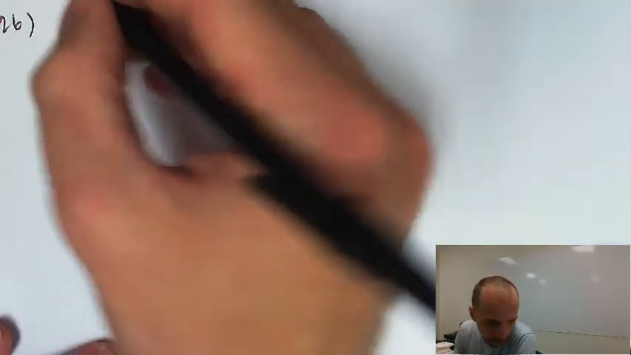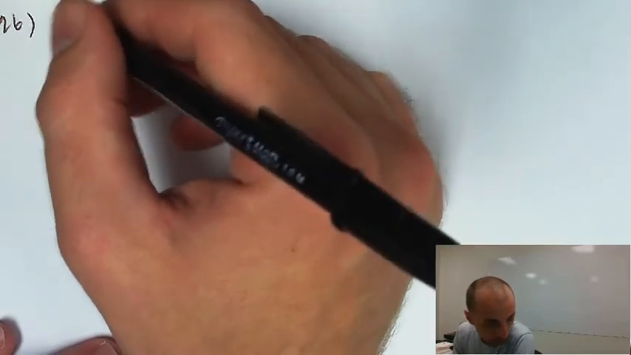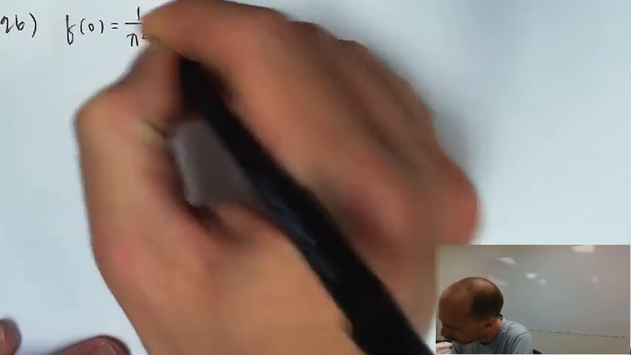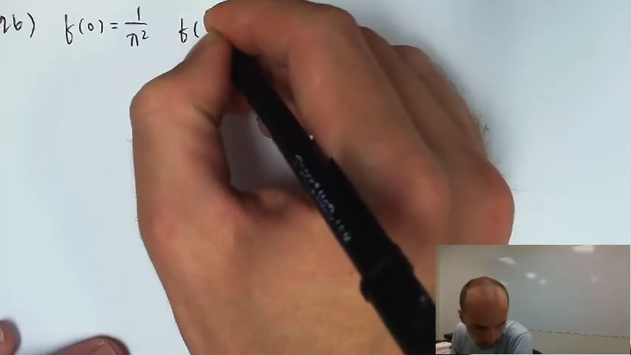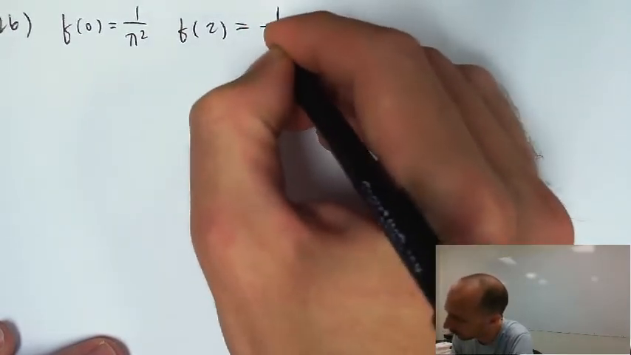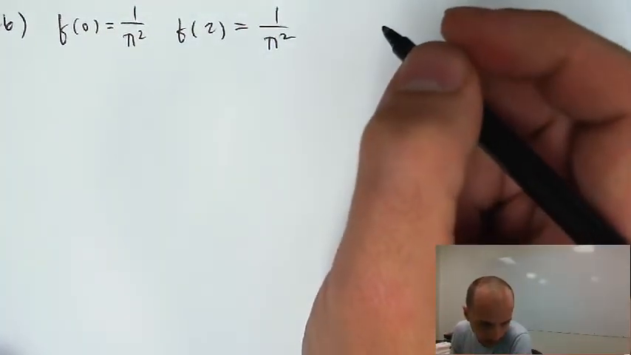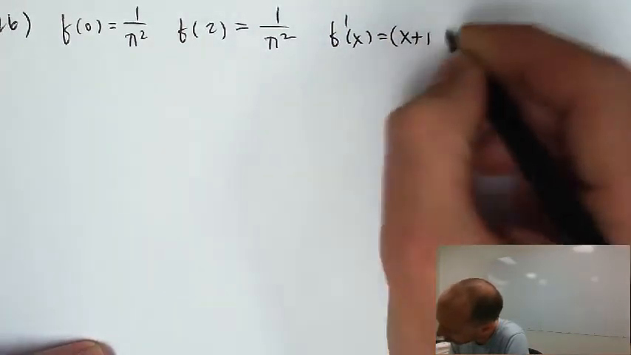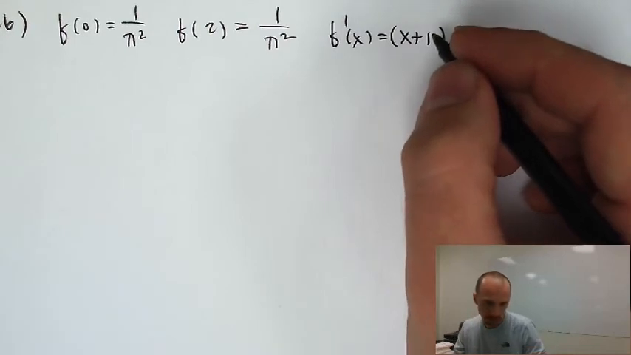All right, so number 26. This one I thought looked really interesting, and the people that were in my class this morning told me that it actually wasn't that big of a deal, but we'll see. All right, let f be the function with f of 0 equals 1 over pi squared. f of 2 is the same. I see what's going on here. And the derivative f prime is x plus 1 times, looks like, cosine of pi x, yeah.